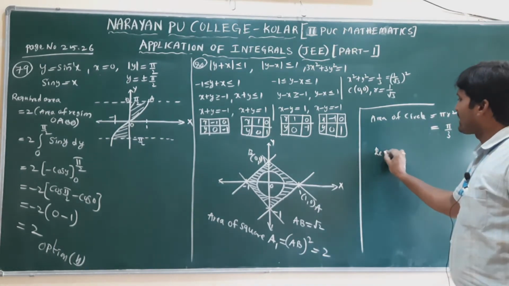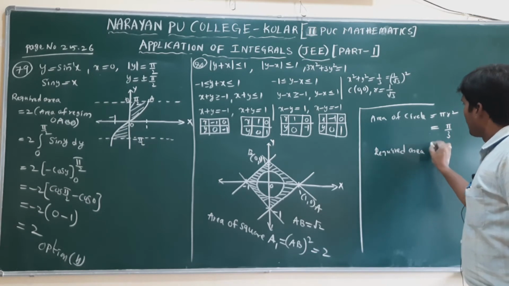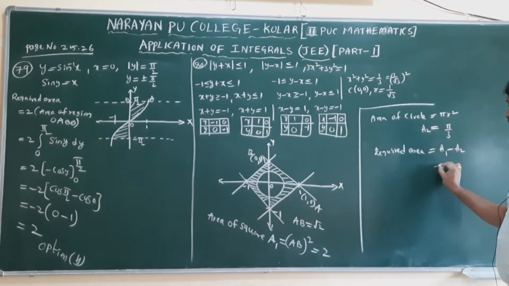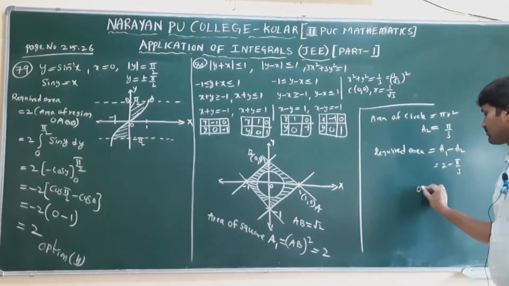Now the required area, I'll take this as A2. A1 minus A2 is 2 minus pi by 3 square units. That is, option A is the correct one.